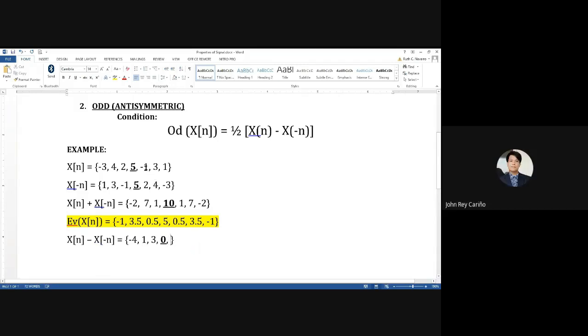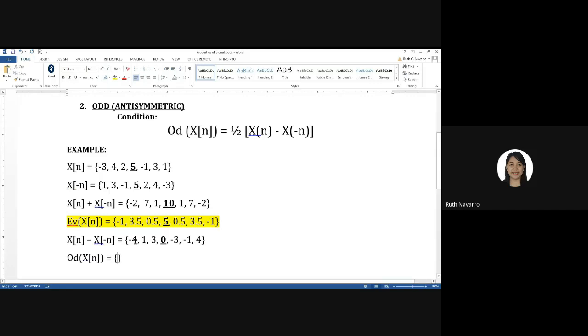Next, negative 1 minus 2, negative 3. Next, 3 minus 4, negative 1. And last, 1 minus negative 3, positive 4. And n is equal to 0 here, I forgot. Okay, so let's solve now the odd signal.